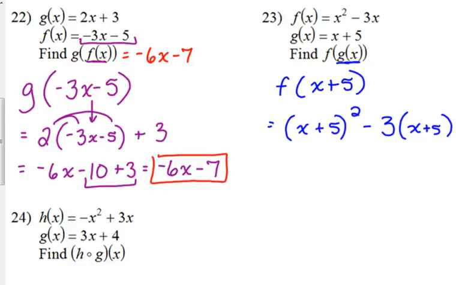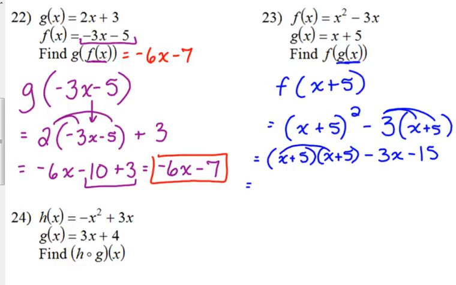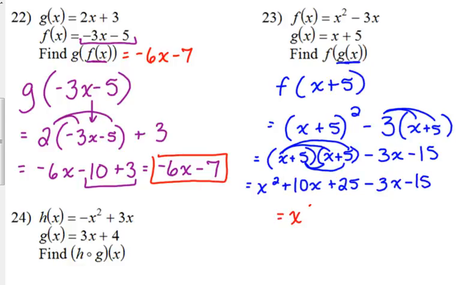Now, this one's going to take a little bit more work than the last one because we have to square x plus 5. Again, that's not x squared plus 25. We have to multiply it by itself, x plus 5 times x plus 5, and then we're going to have to FOIL. Let's go ahead and distribute the negative 3, minus 3x minus 15. Then we can FOIL. X times x is x squared. The outside gives us 5x. The inside gives us 5x. So that's plus 10x. And then the last gives us positive 25. And then final step, combining like terms, 10x minus 3x is 7x, 25 minus 15 is 10.